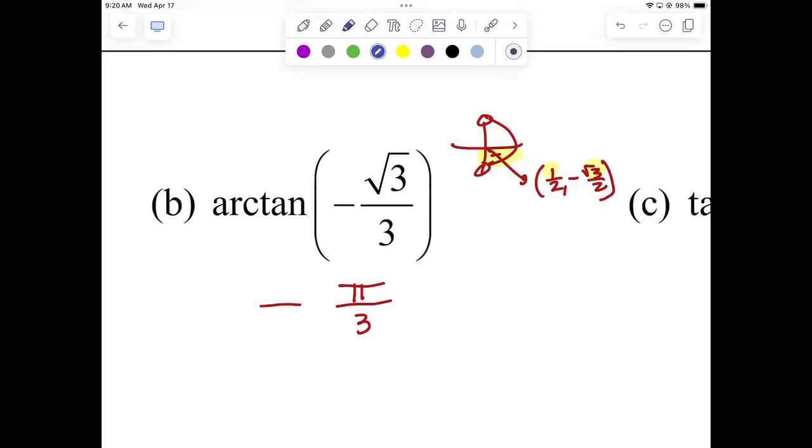Good thing we can check our work, right? Good thing we know how to check our work. Maybe it's this one, which is positive square root of 3 over 2, negative 1/2. That would be negative pi 6. What is the tangent of negative pi 6? Well, now it's 1 over the square root of 3, negative, which when we rationalize it gives us negative square root of 3 over 3.